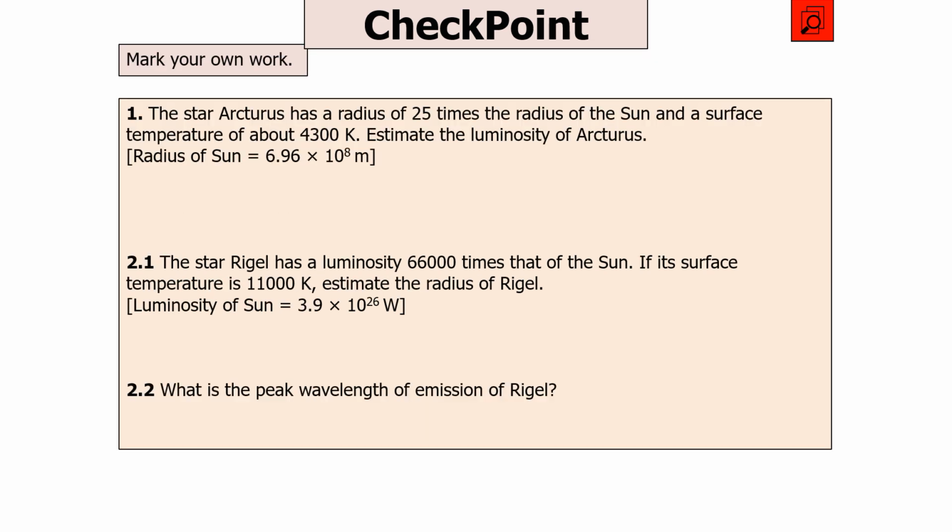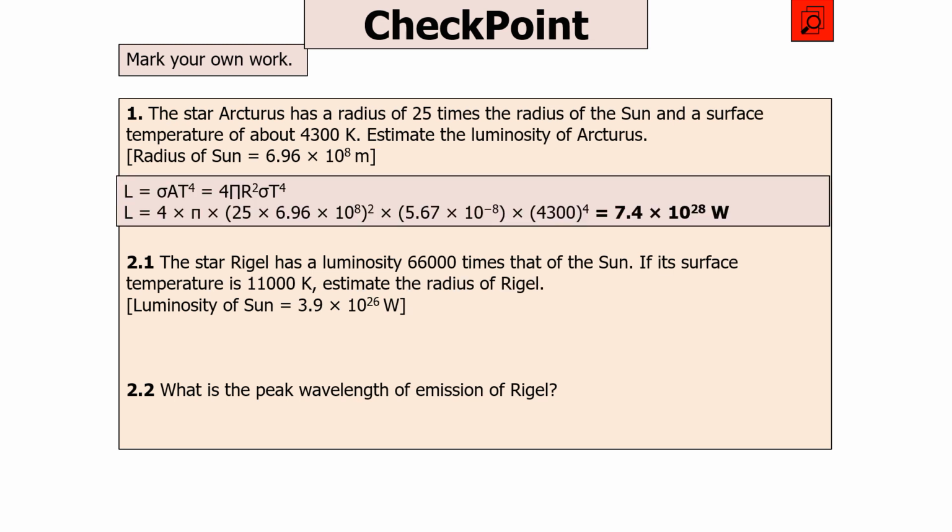Right, in this first one, we're trying to work out luminosity, so it's got to be Stefan's law. So it's sigma A T to the 4. So you pop in all those values. Remember, A is 4 pi r squared because it is a sphere. Remember, it's 25 times the radius of the Sun. Pop in all the values. It's 7.4 times 10 to 28 watts.